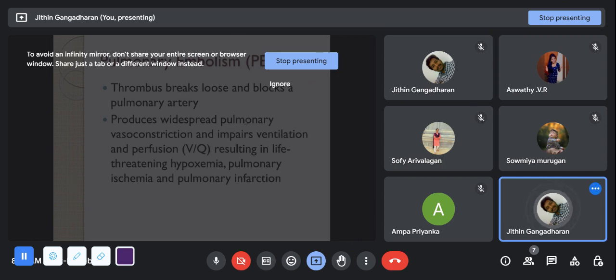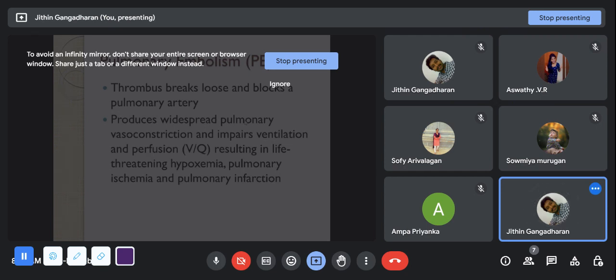The temperature will be increased. The heart rate and respiration will all be increased. Violent cough will be there. Then there will be hemoptysis, blood in sputum. Diaphoresis will be there. What is diaphoresis? Diaphoresis is excessive perspiration, excessive sweating. Perspiration is normal, whereas diaphoresis is abnormal.